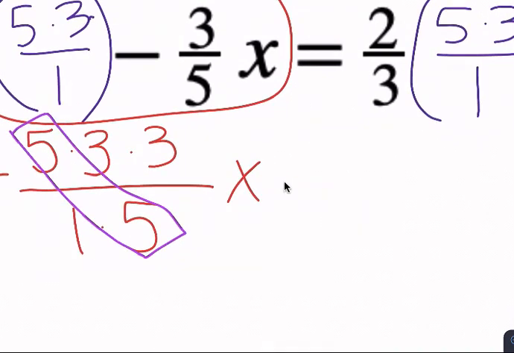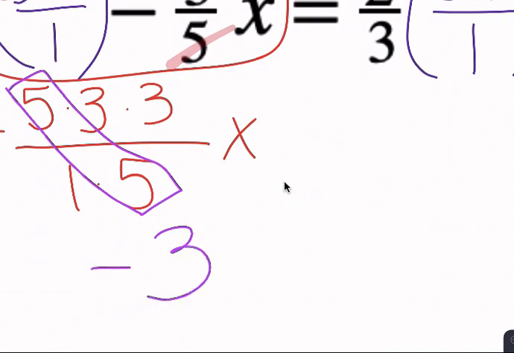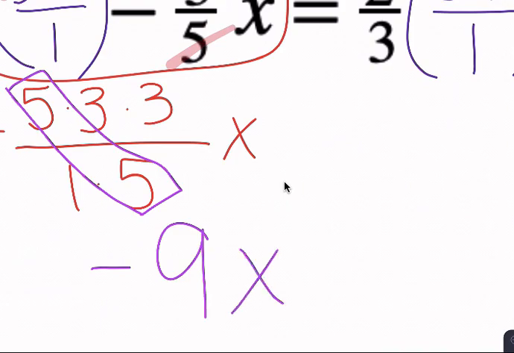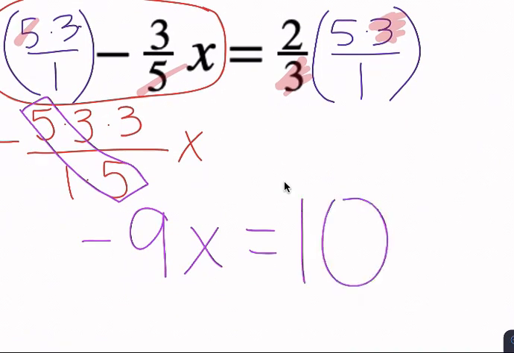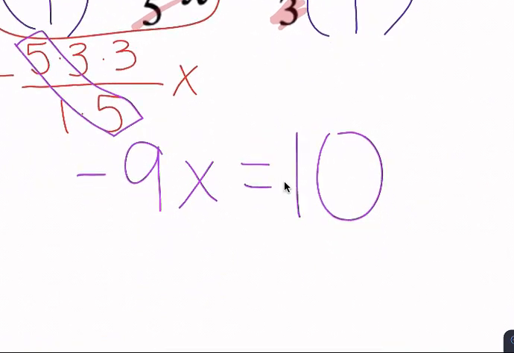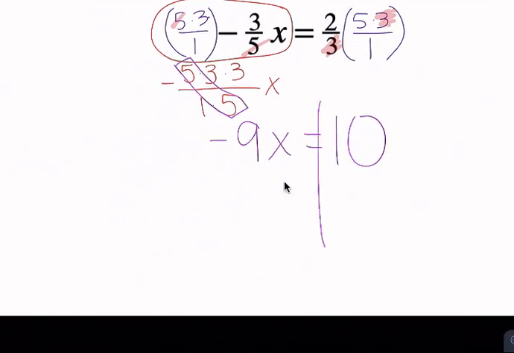So what I'm left with is 3 times 3. When I do this, I just like to cross those off. I'm left with negative 3 times 3x, which would be negative 9x. And then I'm going to do the same thing over here, but this time my denominator is 3, and I have a 3 in my numerator over here. So what I'm really doing is 2 times 5, which is 10. Now I have negative 9x equals 10. My fractions are completely gone, and I can just solve like I normally do.